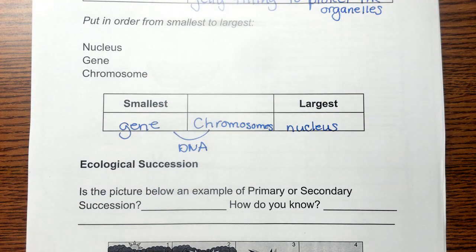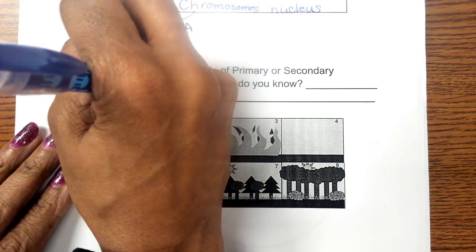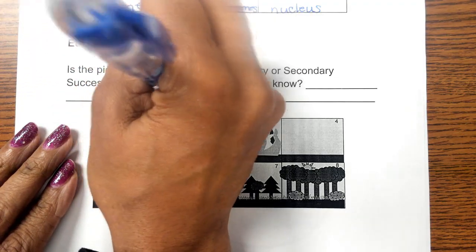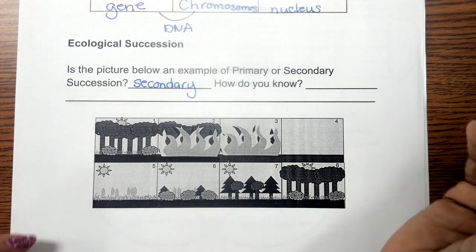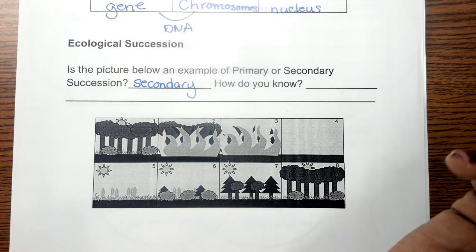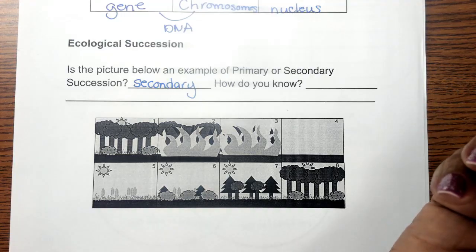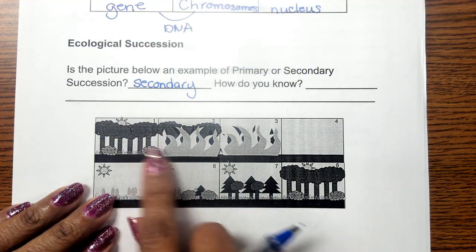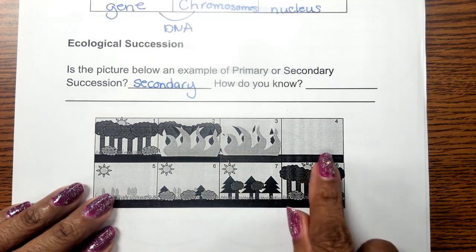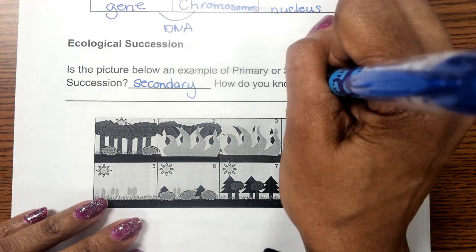All right, last question. This picture at the bottom, is this primary or secondary? This is secondary succession. How do you know? Secondary succession occurs after a natural disaster, like a fire, a flood, a tornado. Okay? So you can see you have a mature forest, you have a fire, you have soil, and then things regrow. So how do you know it's secondary?